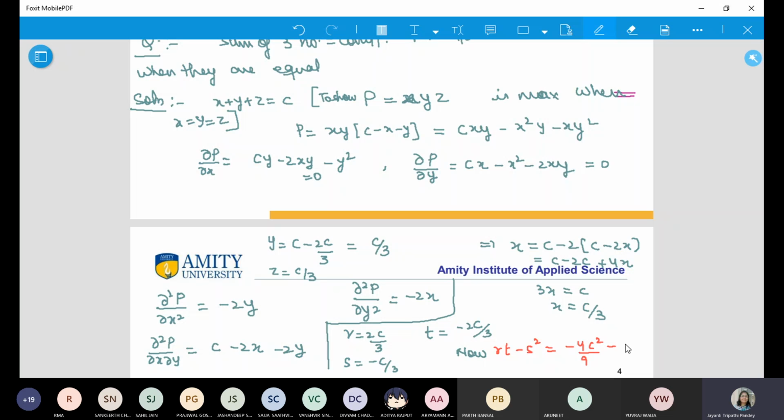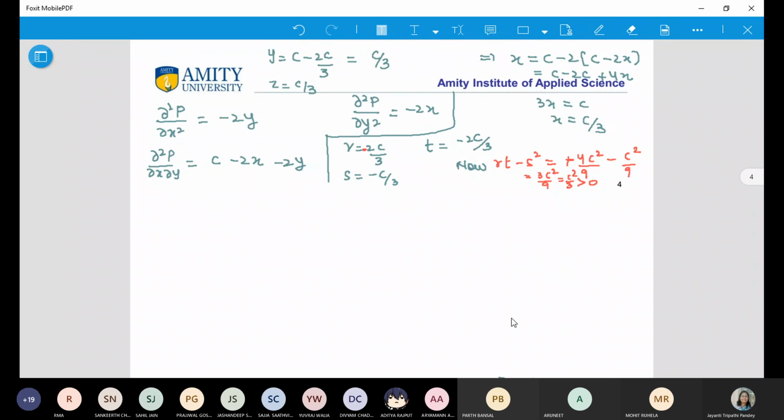Ma'am, something is wrong. Ma'am, r will also be minus 2c by 3. Yes, it is minus 2c by 3. Here a minus is missing. So this becomes minus into minus, plus, 4c square by 9 minus c square by 9. So you are getting 3c square by 9, that is c square by 3, which is positive, right? So rt minus s square is positive and r is negative, that means maxima. Agreeable?